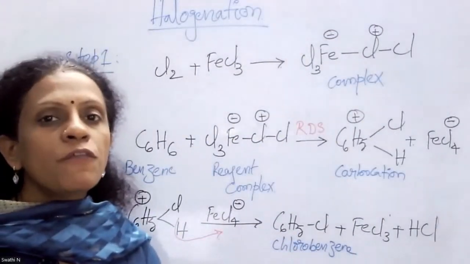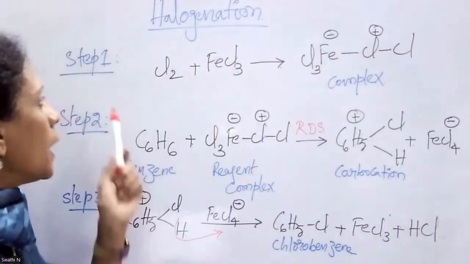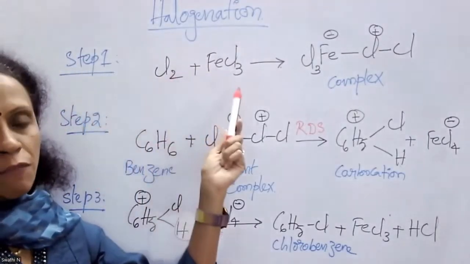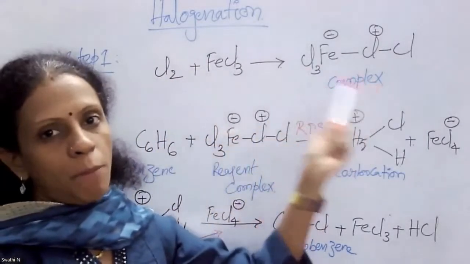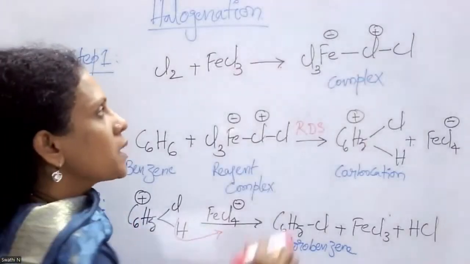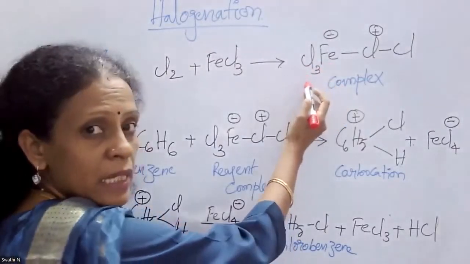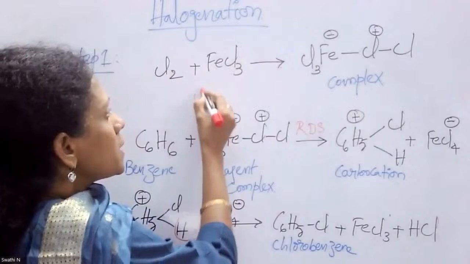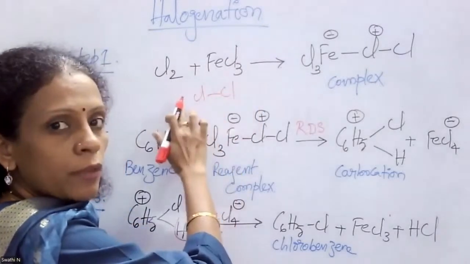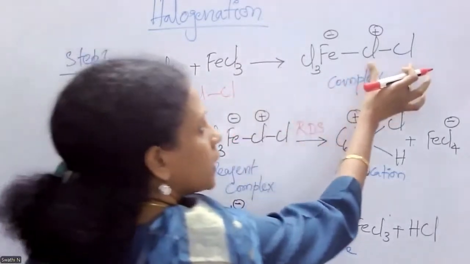Halogenation of benzene involves three steps. In the first step, chlorine reacts with ferric chloride and forms a complex. So how have I written the complex structure? FeCl3 is written first. Now chlorine, Cl2, means one chlorine bonded with another chlorine. So I have written that also.